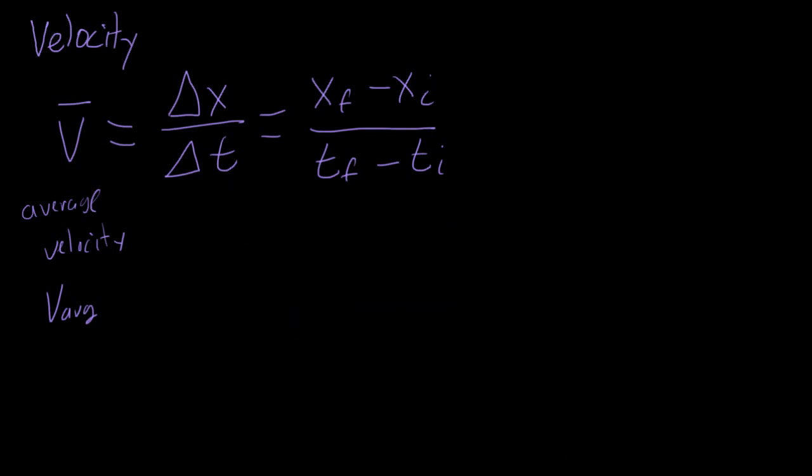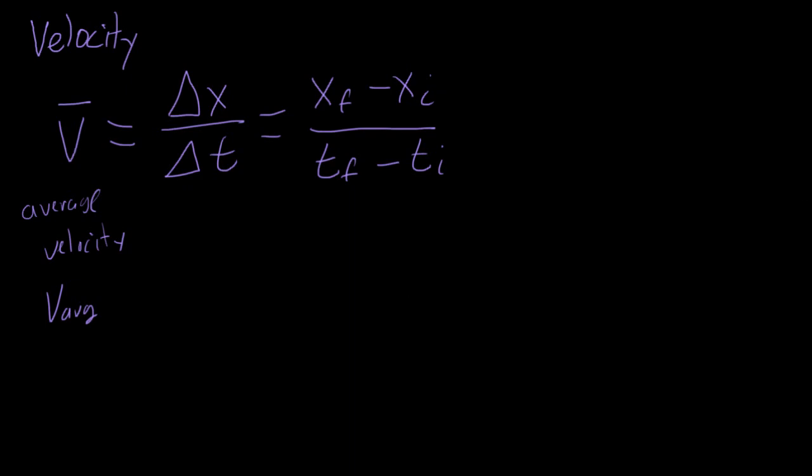So, this is our definition of velocity. Now, notice that if our initial position is larger than our final position, we could end up with a negative velocity. Well, what do you think that means? Well, negative velocity would mean you're going backwards. So that's not a big deal.